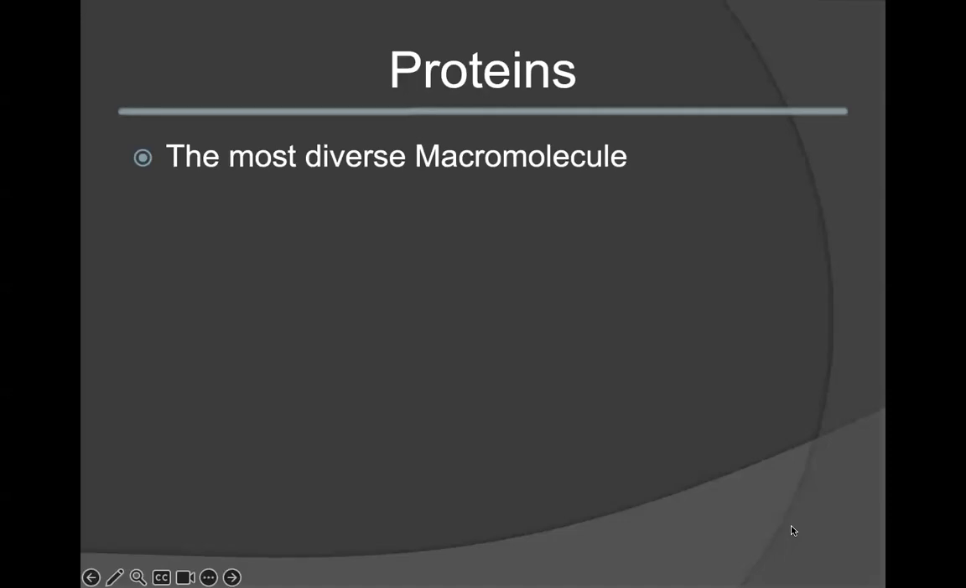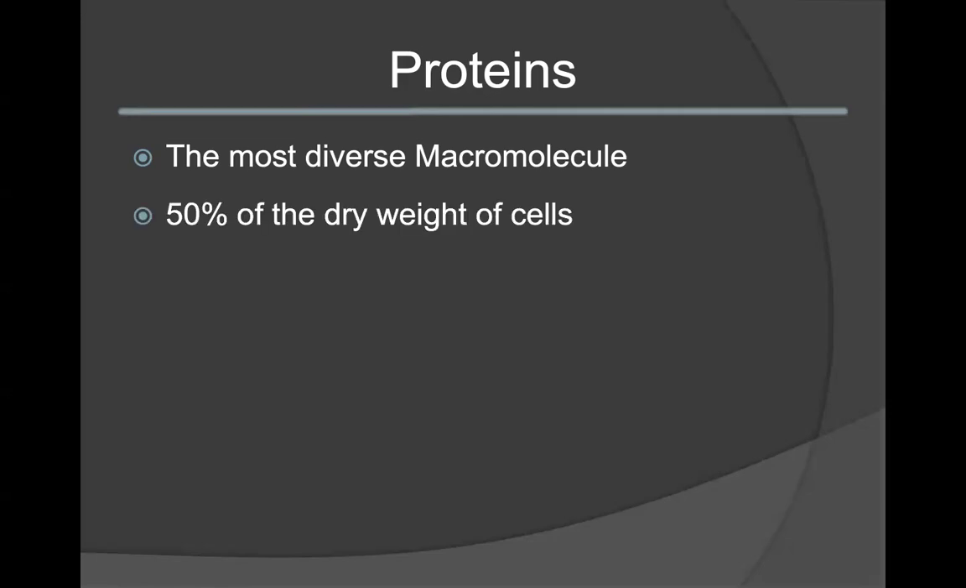The third type of macromolecule that we will discuss is proteins. Proteins are considered to be the most diverse macromolecule. Proteins are important in the cell because they comprise over 50% of the dry weight of cells.